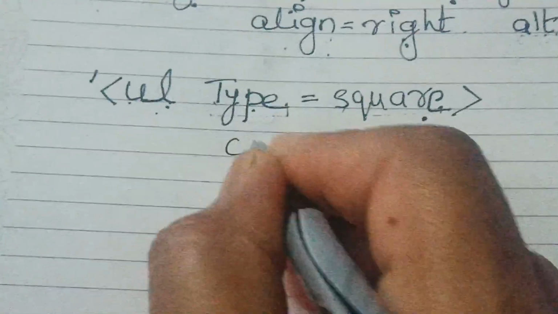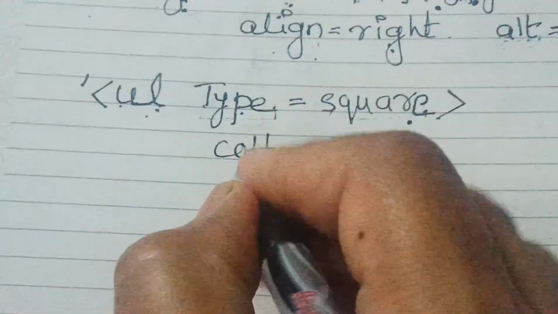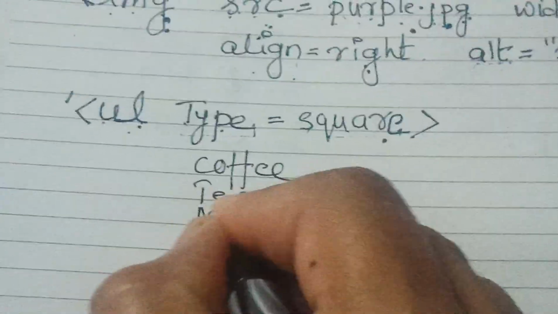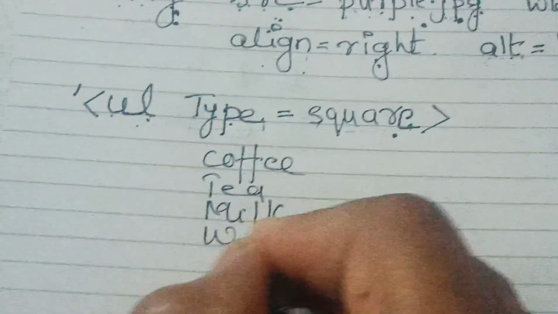So let's write the same list: coffee, tea, milk and water.